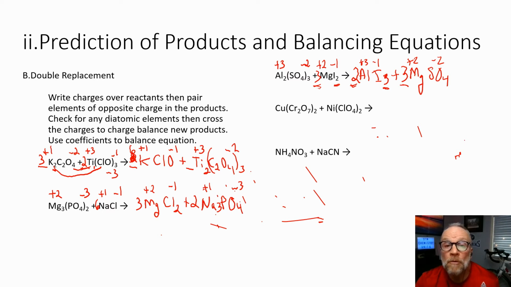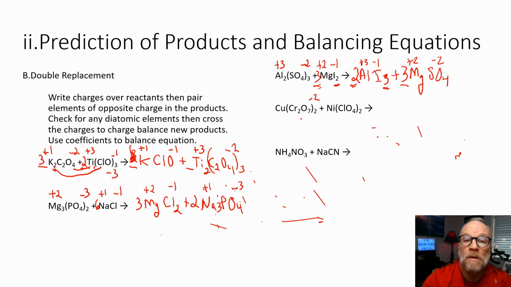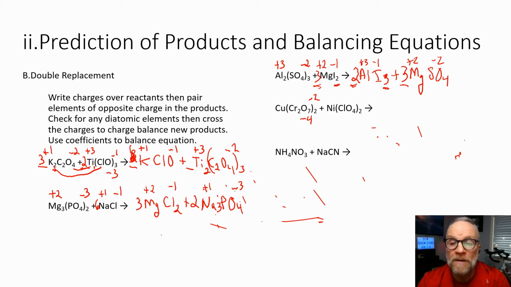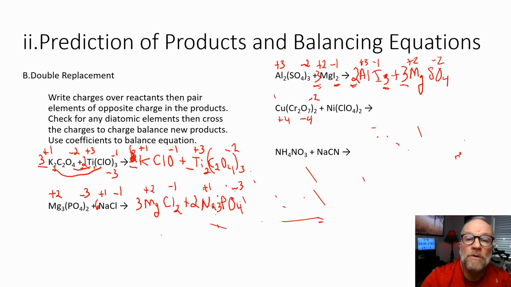All right, so this next double replacement reaction has transitional metals in it. So we'll have to use the non-metal side to figure out the charge of the transitional metal. So in this case, dichromate's minus 2. So this side, or the non-metal part of the compound, is minus 4. So the metal side's got to be positive 4. So it's going to have a copper 4 dichromate.